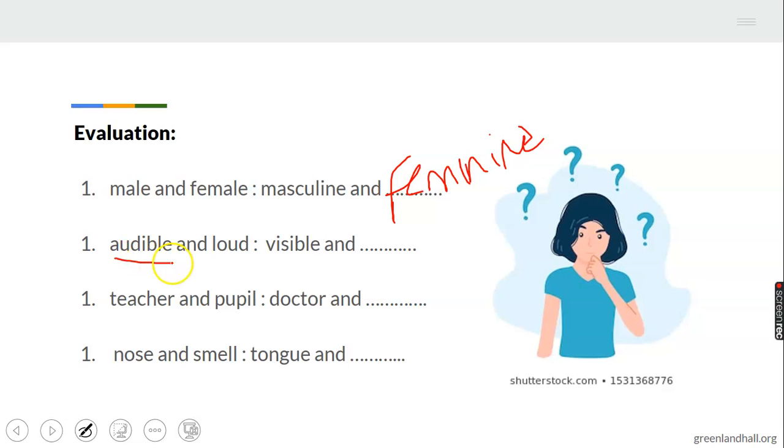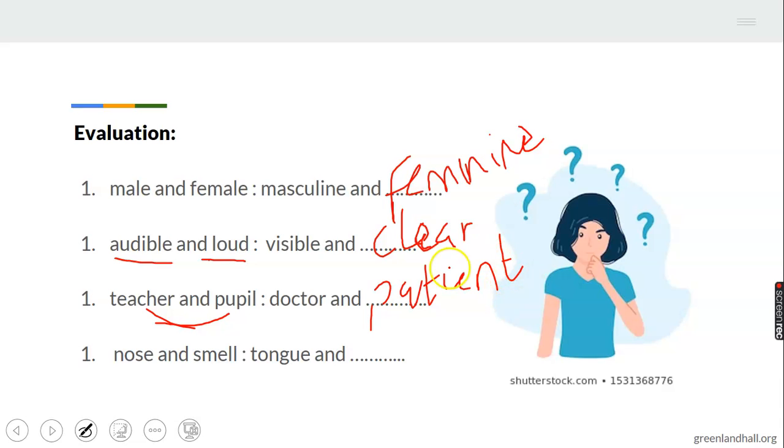Good. Masculine and feminine. Now audible and loud. There are synonyms. Audible and loud is the same thing. Visible and what? Clear. You can see it clearly. When you say something is visible, the thing is clear. Now, teacher and pupil. Teacher teaches a pupil in the school. Why, doctor does what? He treats a patient. Doctor works with a patient in the hospital. The people that a doctor treats in the hospital are called patients.